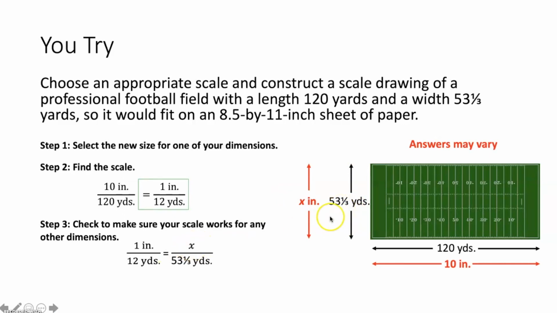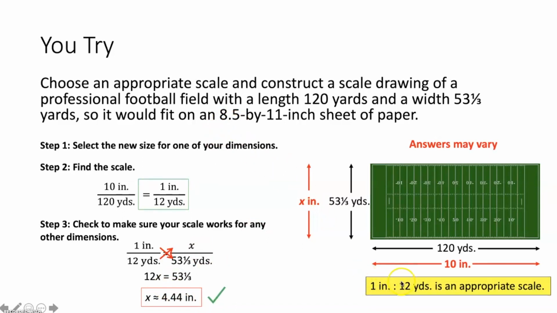So again, to solve for X, the width of the football field on our scale drawing, we just use the cross product property to solve this proportion. We multiply across, set the two products equal to each other, and solve. We divide each of these by 12, and we get that X is approximately equal to 4 4/9ths of an inch. Now, does that fit? Yes, if the width of this football field on our scale drawing is this measurement, that's well within the 8.5 inches on our sheet of paper. Therefore, the scale of 1 inch to 12 yards is an appropriate scale for this football field.